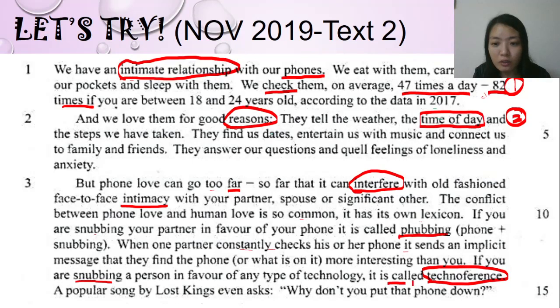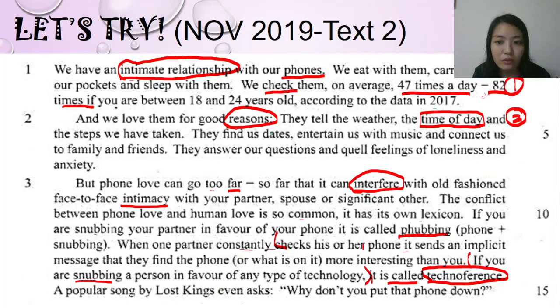You see, it's called snubbing. This sentence actually has the same meaning as what this sentence is talking about. You are snubbing a person in favor of the technology. That means you're ignoring this person to look at your technology. And then you see here again, you keep checking your phone.